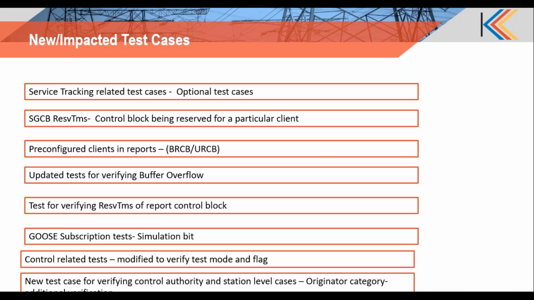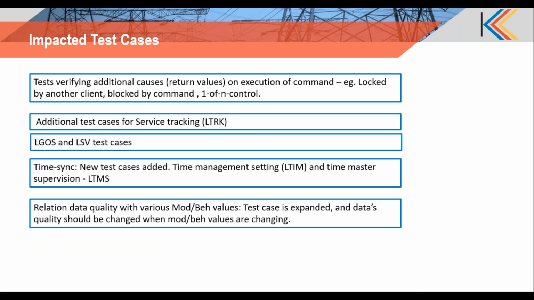Then I was telling about the simulation bit. So there are multiple tests related to the simulation bit. How the GOOSE message, I mean the IED subscribing the GOOSE message, how it is responding to the simulation bit setting. And there are control related tests, like we have the test mode and the flag. So there are different new clarifications given in Edition 2, and that results in additional tests there. And we have a new test case for verifying control authority and station level cases. That's basically the originator category. That's an additional verification added in Edition 2.